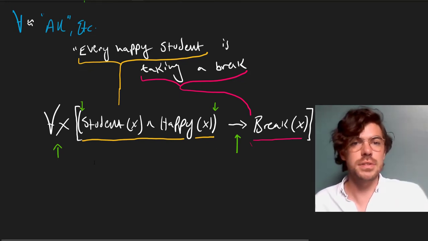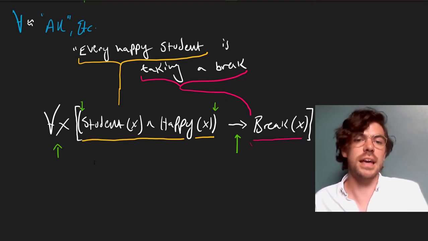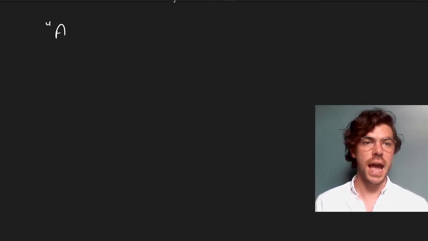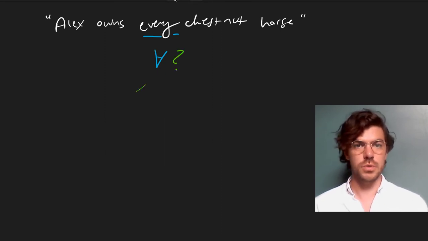Now, sometimes it happens that the noun phrases that make up the grammatical subject are not as straightforwardly in the subject position as they are in this case right here. For example, we might have a sentence like, Alex owns every chestnut horse. Here we clearly have this quantificational term, every, which we know is our universal quantifier. But where does it go? We just have to think about the truth conditions of the sentence and what it's really saying, and then we'll see how to do this.